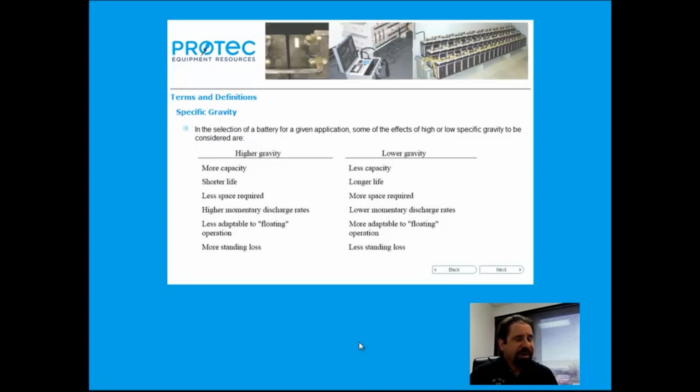Cells with lower gravity typically provide less capacity but provide longer life. There's more space required at the lower gravities, lower momentary discharge rates, but these cells are more adaptable to floating operations and have less standing loss.